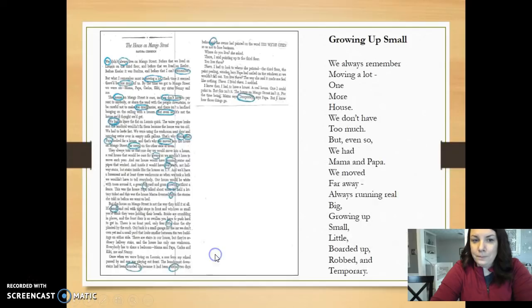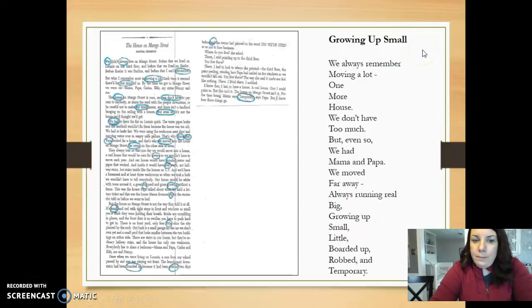Here's one that I wrote. I took The House on Mango Street, which is a text that we read together. I started at the beginning and I circled words that stood out to me and phrases that stood out to me. Notice I did not circle entire lines. The beauty of found poetry is that you only use 3 or 4 words together at a time. Anything more than that, and that's kind of cheating, and we don't want to do that. So let's take a look at the poem I wrote, Growing Up Small.